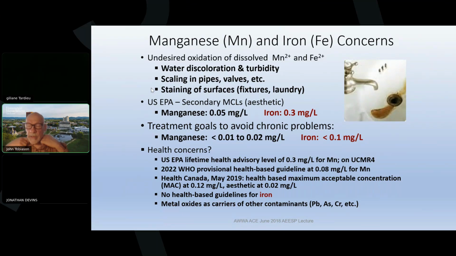What about health concerns? Well, the reason manganese was on the CCL is that EPA has had a lifetime health advisory level for a long time of 0.3 milligrams per liter, and thus it was on the monitoring rule. The World Health Organization put out one of the lowest health-based limits, a guideline of 0.08, or 80 micrograms, and Health Canada in 2019 set a health-based standard of 120 micrograms per liter, and they set their aesthetic goal at 0.02 milligrams per liter. There are no health-based guidelines for iron, as that has not come up in that regard. But iron and manganese get precipitated as oxides, and they're often carriers of other contaminants such as arsenic or lead or chromium, things of that nature.